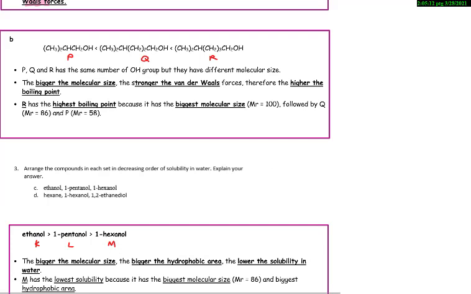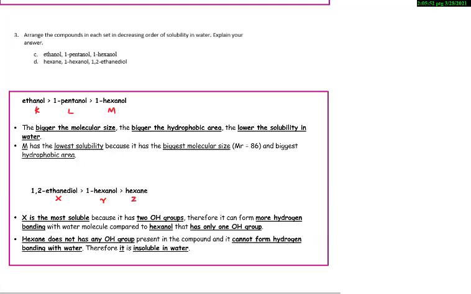For your part B, you can expand out the structure P, Q, R, and you can see all these three structures have only one OH group. Okay, so the hydrogen bonding is the same, but in terms of molecular size, they are different. So in general, the bigger the molecular size, the stronger the van der Waals forces, and the higher the boiling point. So in this case, structure R has the highest boiling point because it has the biggest molecular size and therefore stronger van der Waals forces. Question number 3 is about the arrangement of solubility in water, okay, in decreasing order.